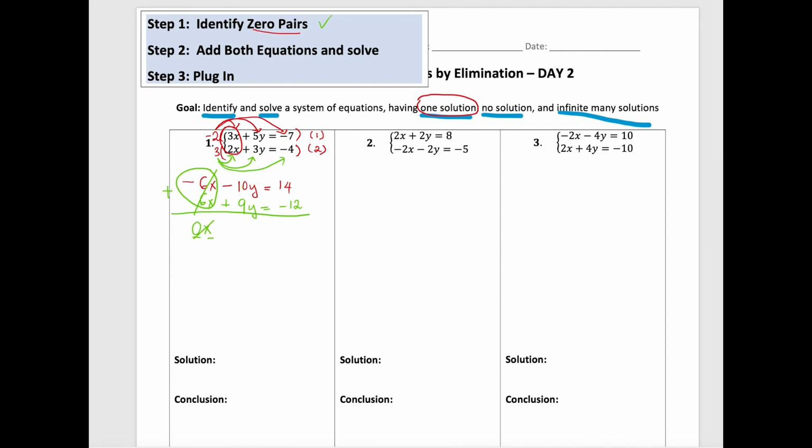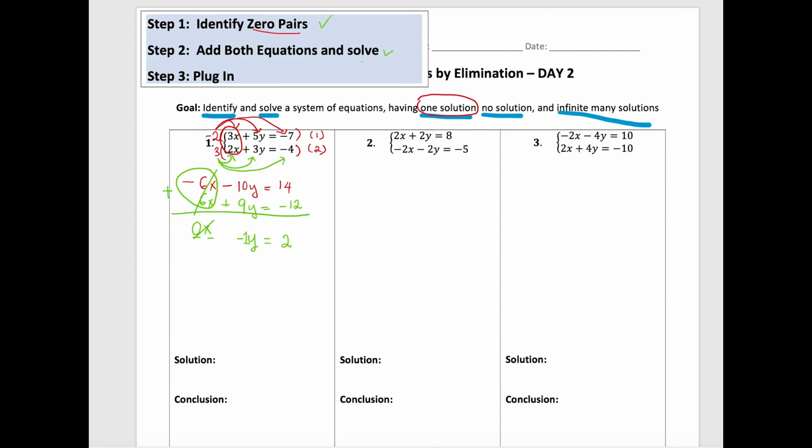Then we add -10 plus 9, which gives me -y, or just -1y, whatever you would like to write. 14 plus -12 gives me +2. Some of you might like to put a 1 right here if that makes you feel more comfortable. You are more than welcome to do that. -10 plus 9 is -1.